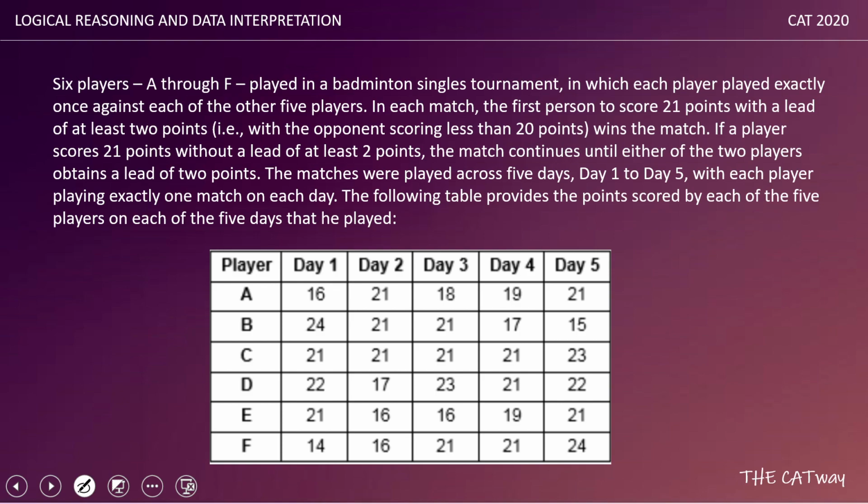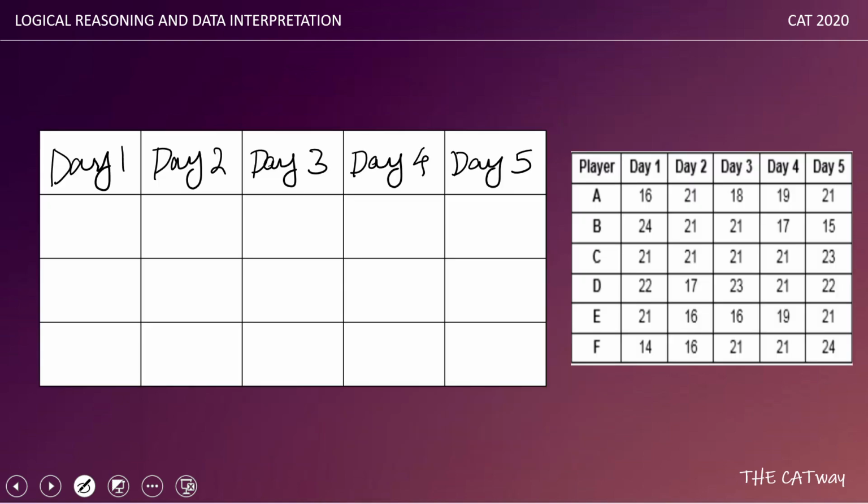The matches were played across 5 days, day 1 to day 5, with each player playing exactly one match on each day. The following table provides the points scored by each of the 6 players on each of the 5 days that he played. So we have a table here in which the points scored by different players is given. So let us make a table and let's see what we can do. So here we have a table and we have the data given to us.